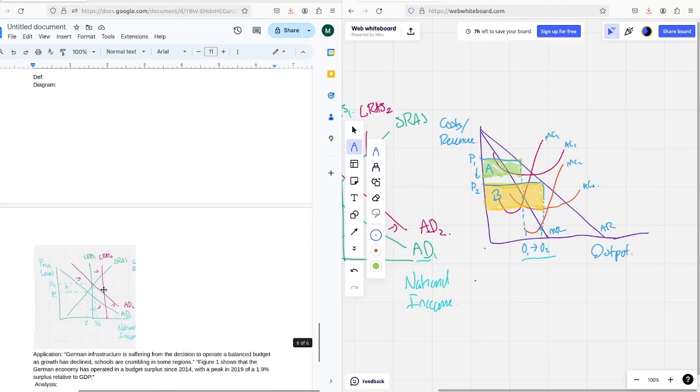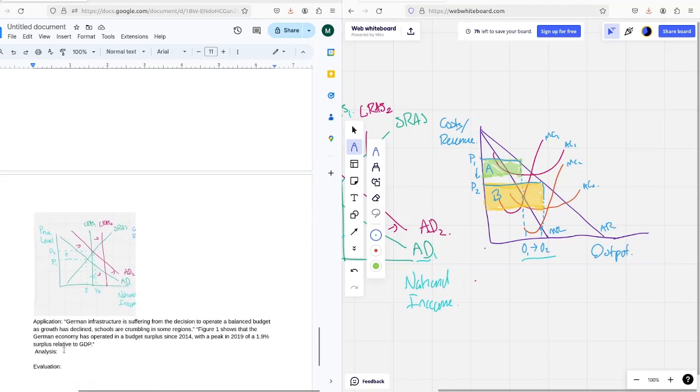And then we've got low government spending on infrastructure. So the analysis here is lower spending on infrastructure means a lower level of LRAS, as LRAS is comprised of factors of production, of the capacity of production, i.e. the factors of production. And this then means there's a limit to economic growth.